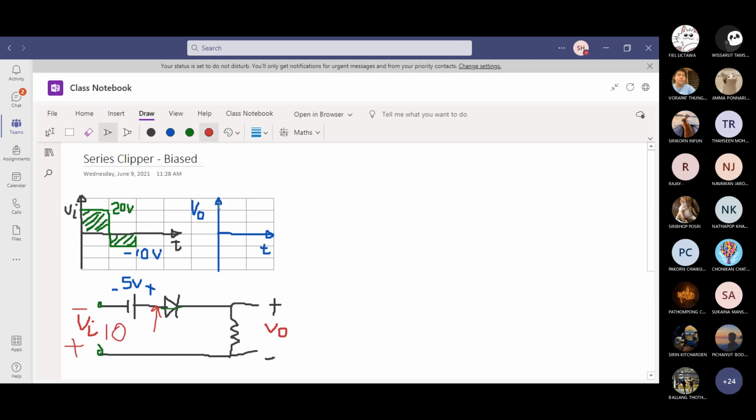If I have to sketch the waveform, it's going to be like this. Let's draw some shading. This value is 25 for the output voltage, and this is 0. We have more examples to work on.